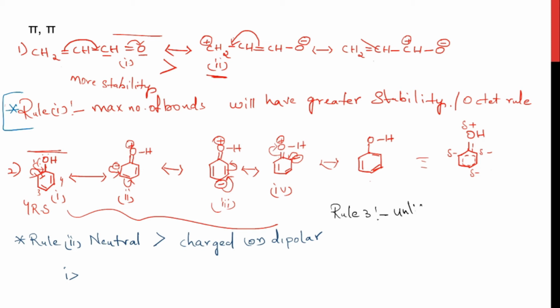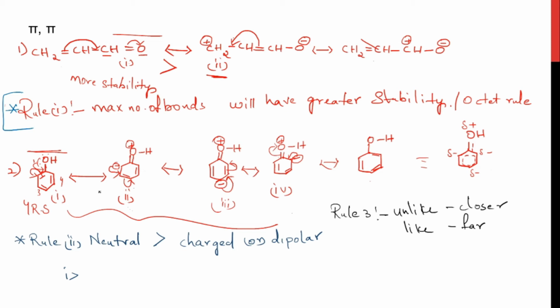Unlike species, that means the positive charge and the negative charge, have to be close to each other. And like species, that means positive and positive or negative and negative, have to be far from each other. So what do you understand by this rule? When a resonating structure has a dipolar nature, the unlike charges have to be closer to each other. Then the structure would be more stable. When the unlike charges are very far from each other, that structure would be less stable.